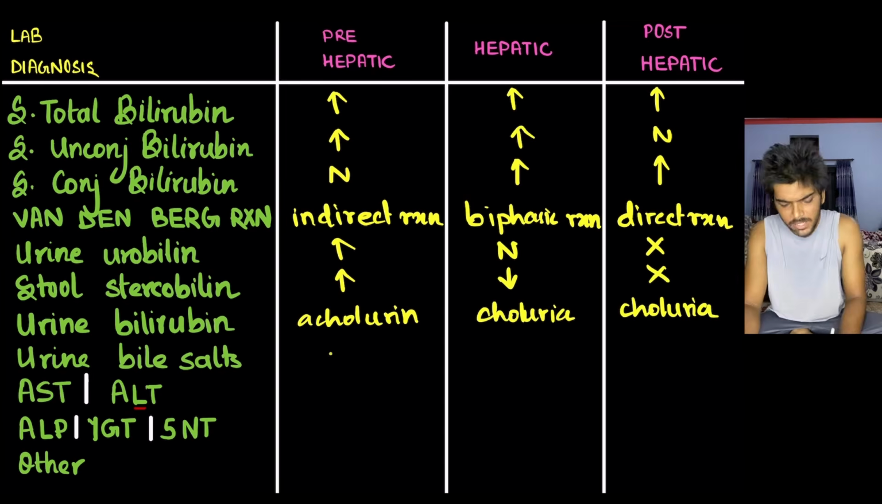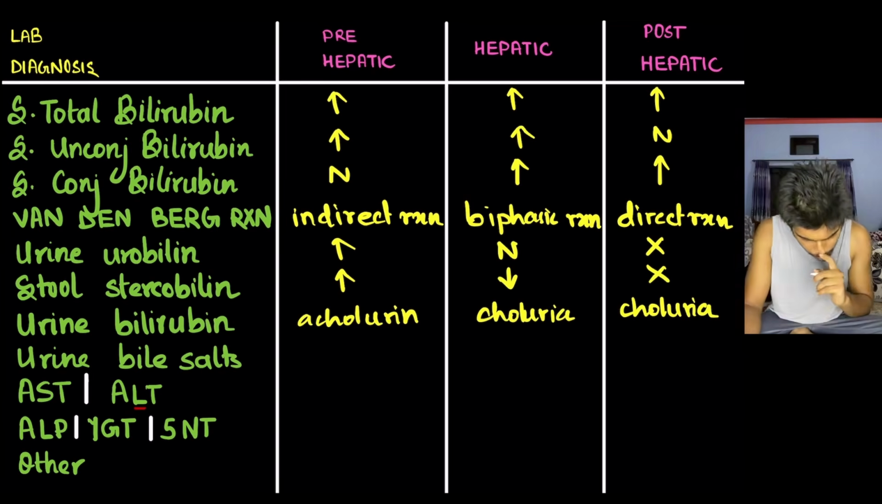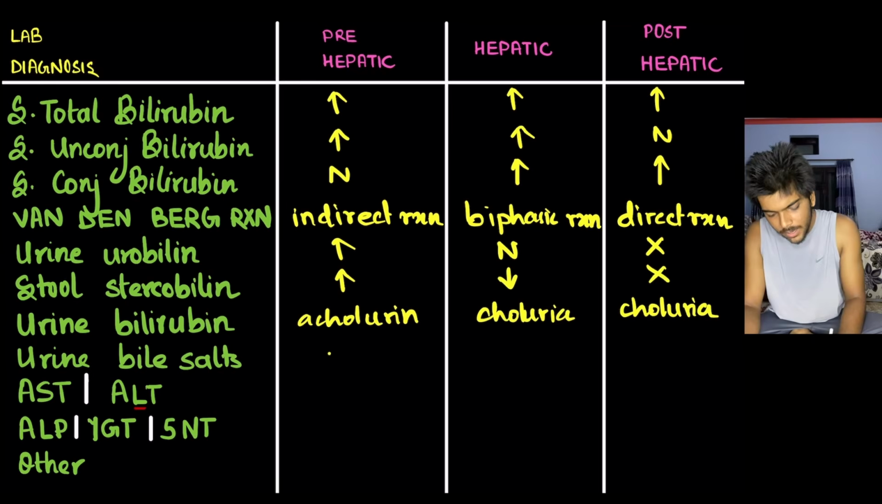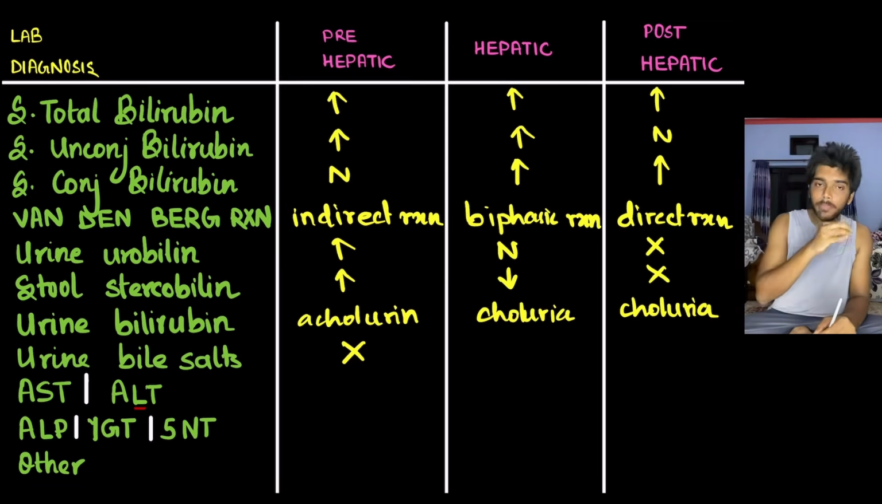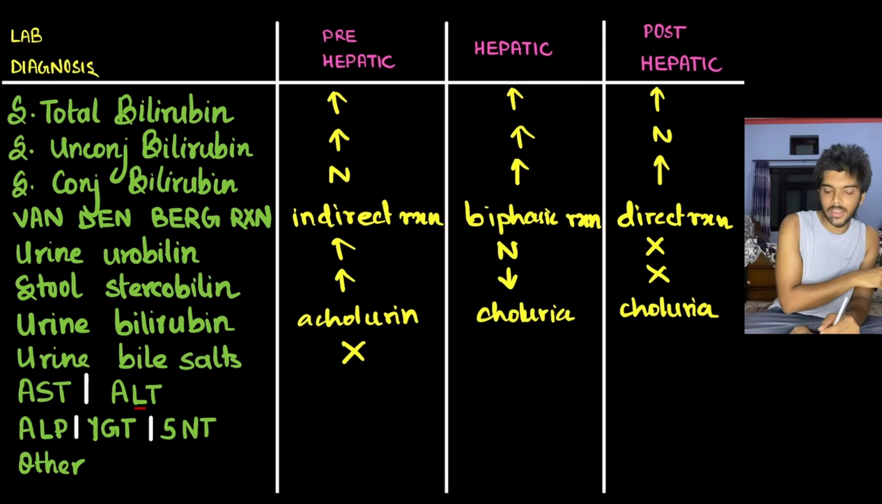Urine bile salts. In prehepatic jaundice, there is absence of urine bile salt. Wait, let me just give a cross. There is no urine bile salt. Because, see, in prehepatic jaundice, the bile flow is normal. So the bile can enter the duodenum. So the bile salt does not enter the blood circulation, it does not go to the kidney. So there is no bile salt in the kidney. So there is no bile salt in the urine.